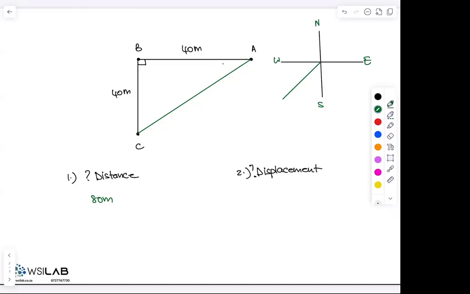I'm going to use Pythagoras to say that displacement is the root of 40 squared plus 40 squared, isn't it? Yeah. That gives me 56.57 meters. And you can just say southwest.